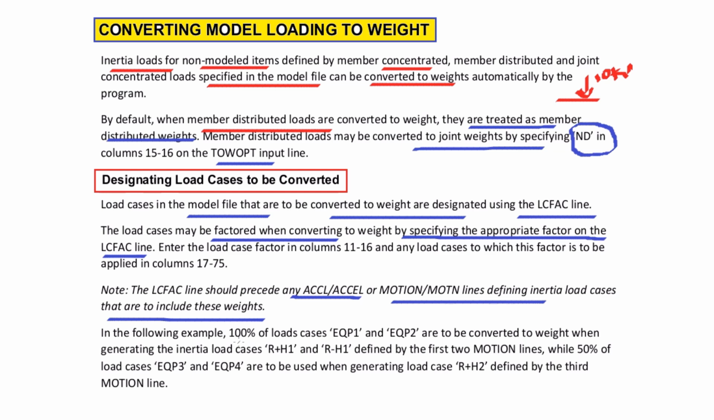In the following example, 100% of load cases EQP1 and EQP2 are to be converted to weight when generating the inertial load case R plus E1, defined by the first two lines of motions, and 50% of the load cases for these two are to be used while generating the load case R plus H2, defined by the third motion line. This we can see in this example.